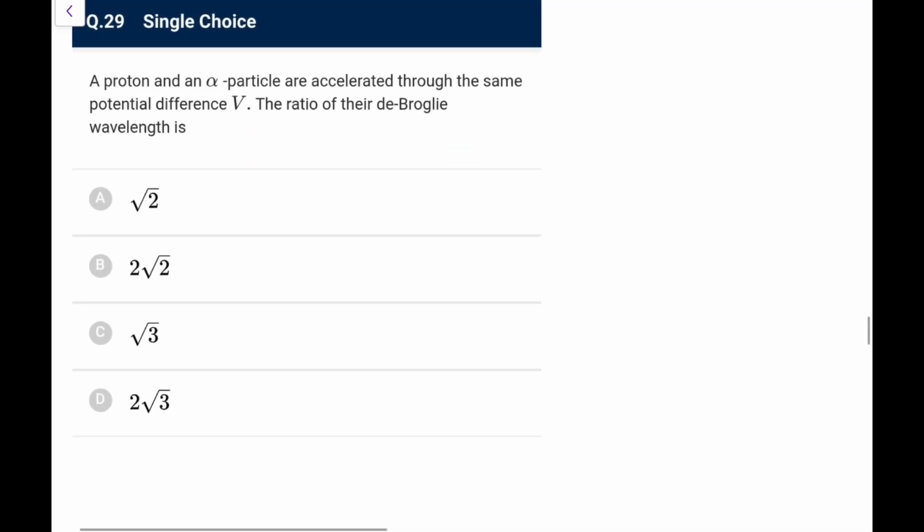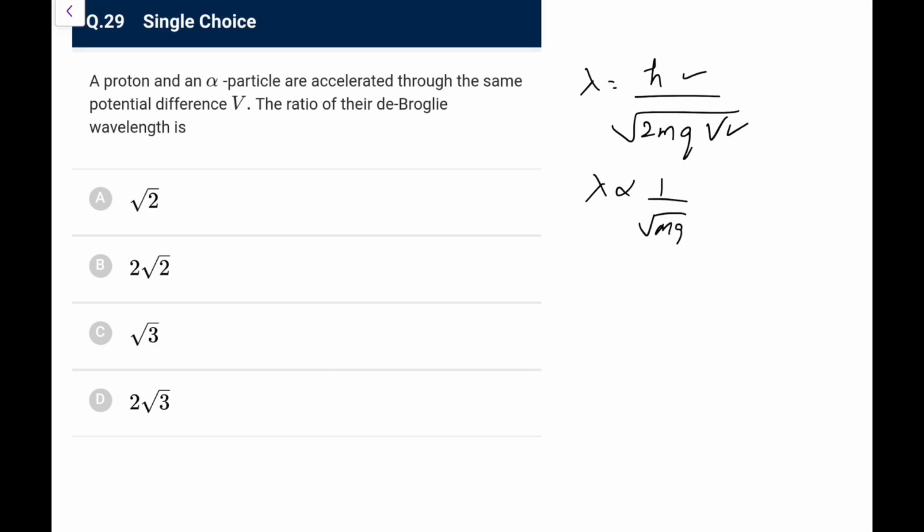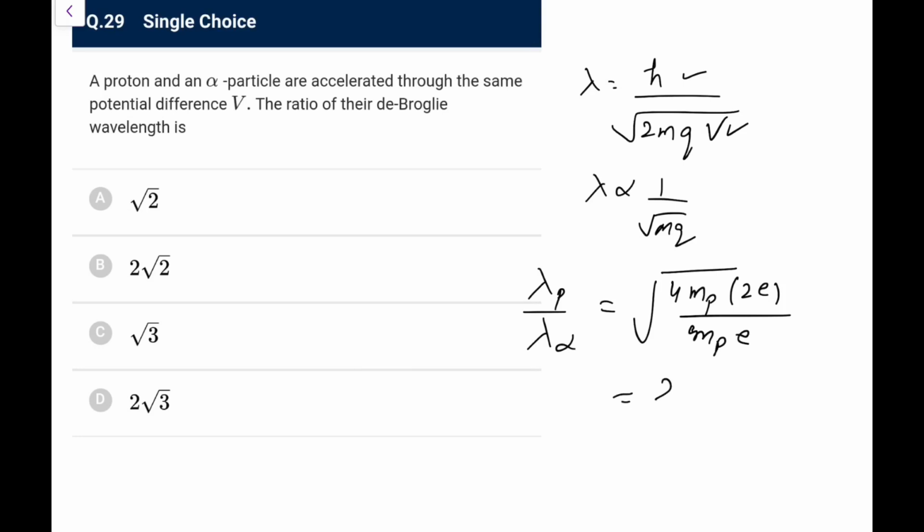Proton and alpha are accelerated through the same potential V. The ratio of the de Broglie wavelength is, again de Broglie they have given. Lambda is h by root 2 m E, E is q into V. So V is same, h is same, so lambda is inversely proportional to root of mq. So lambda proton to lambda alpha would be inverse. Mass of alpha is 4 times proton mass, q is 2e. Here it is mp and e, so it is root 8, so 2 root 2 is to 1. Go for option B here, 2 root 2 will be the answer.